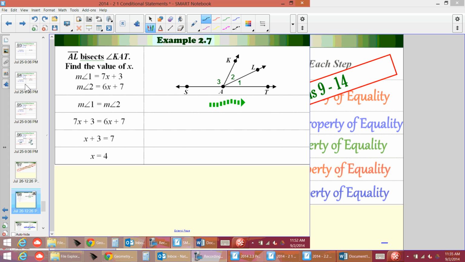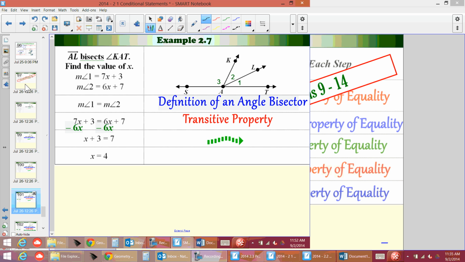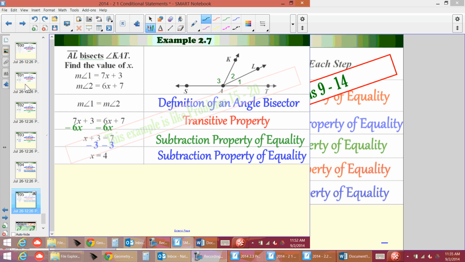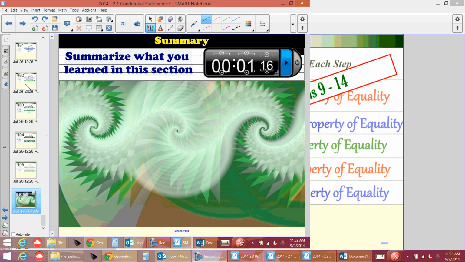You see, we've got the given part. That's the definition of angle bisector. We talk about the transitive property, and then we say subtraction property of equality, and then we do subtraction property again, and we get to there. So I'm just going quick through these. You guys can put these in your notes, and we're done.